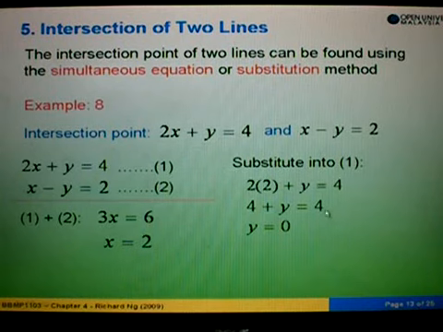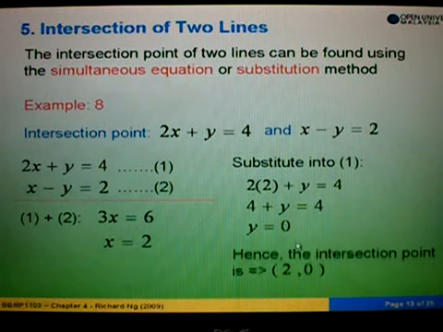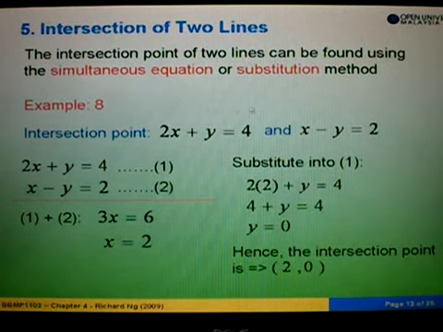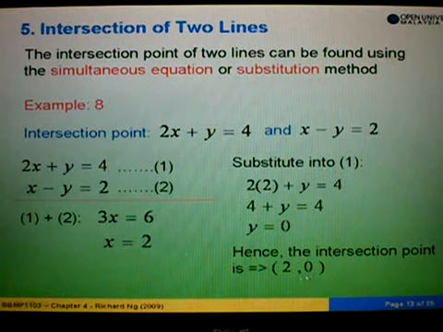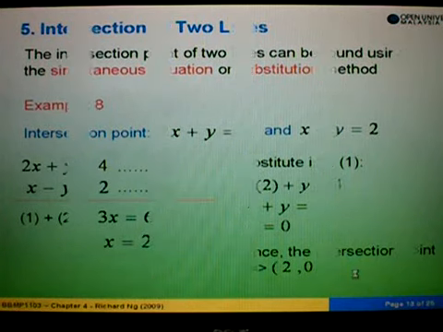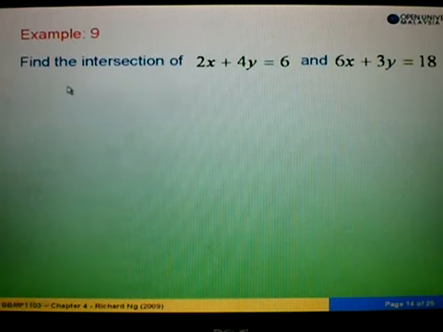Shift the 4 to the right. We have 4 minus 4 equals 0. Okay? Hence, the intersection point of these two lines is given by x equals 2, y equals 0. So we write it in the form of coordinate (2, 0). Okay? Let's look at the next example.